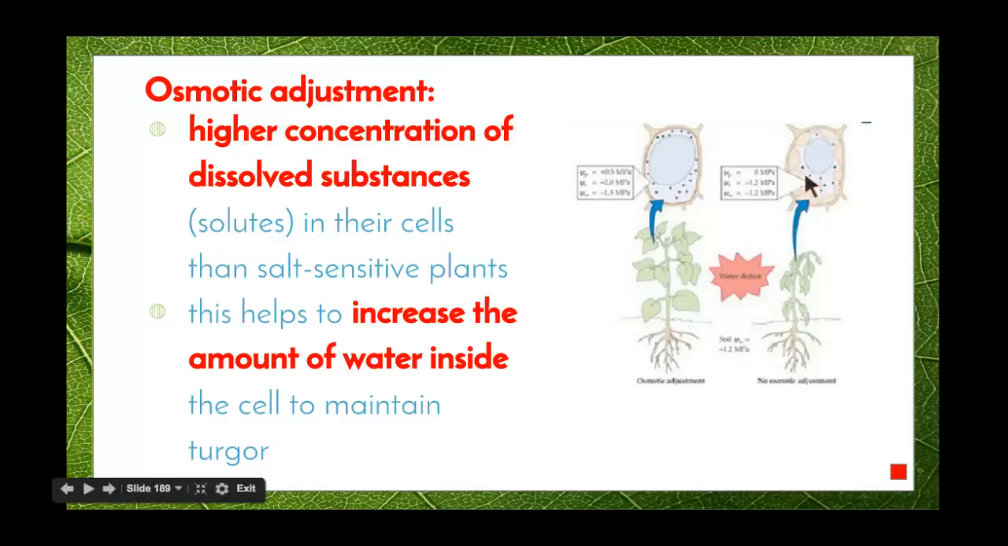However, this one here, lots of solutes and things have left, so the water has left the cell and has resulted in a water deficit or the plant beginning to die.